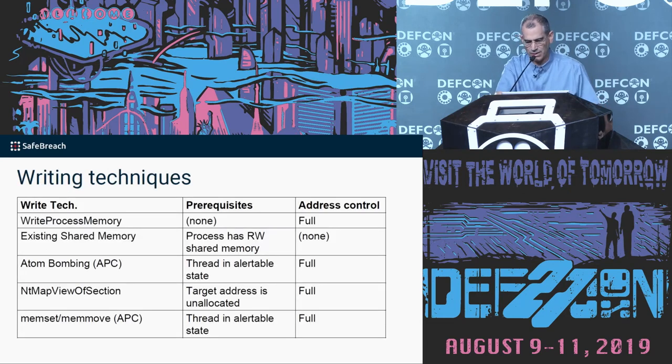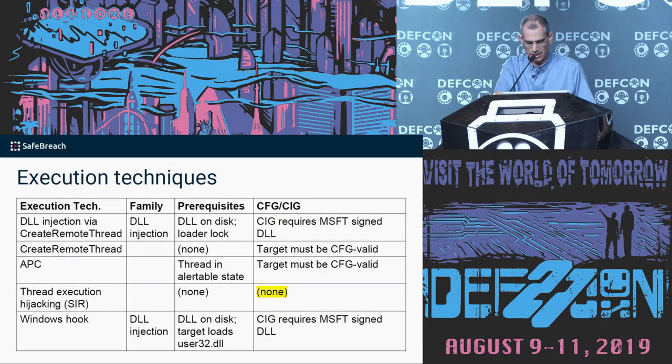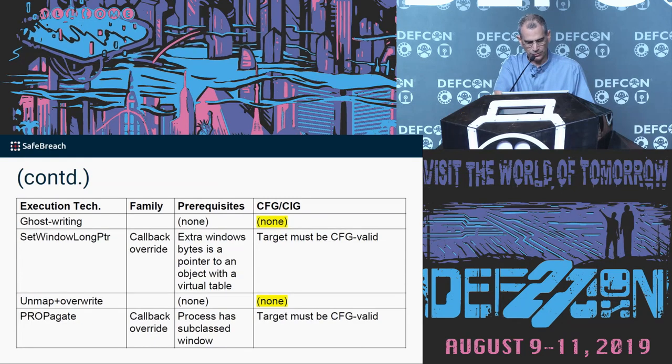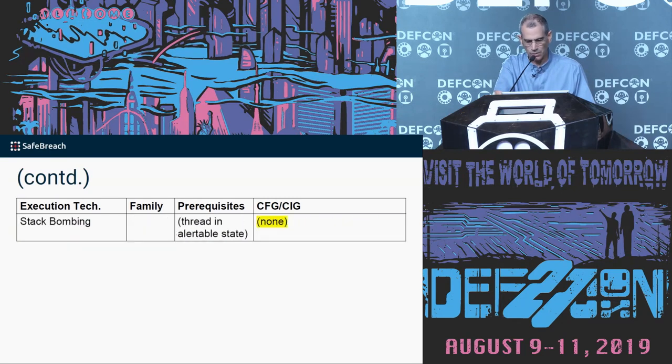To summarize, we looked at five writing techniques, and you can see the comparison here and in our paper. We also looked at over 20 execution techniques, and you will see that techniques that are CFG agnostic, marked in yellow in the right-hand side column, are pretty rare. There are 1, 2, 3, and ours is the fourth, and we believe this is the future of process injection.